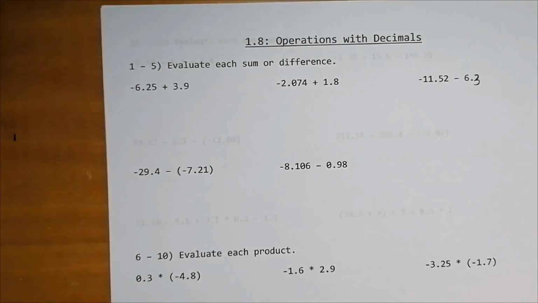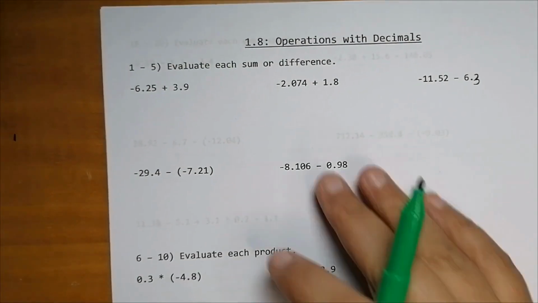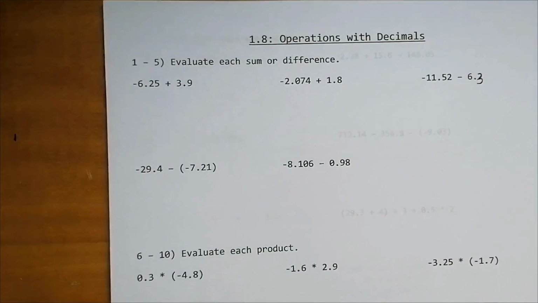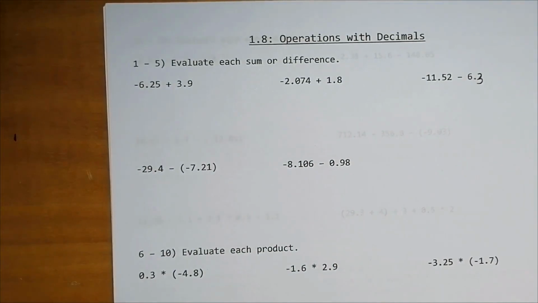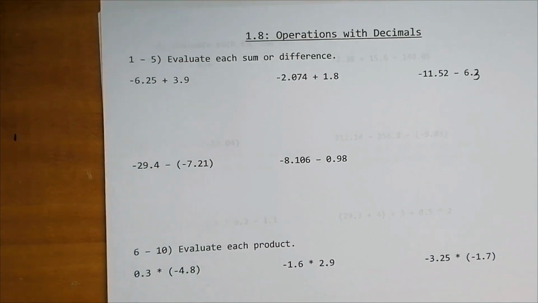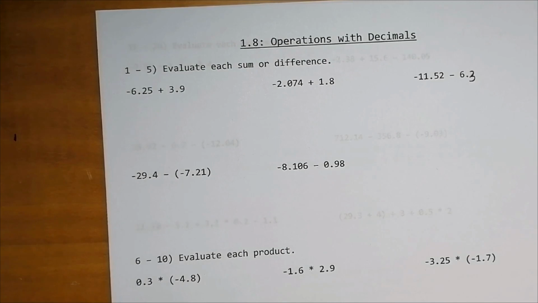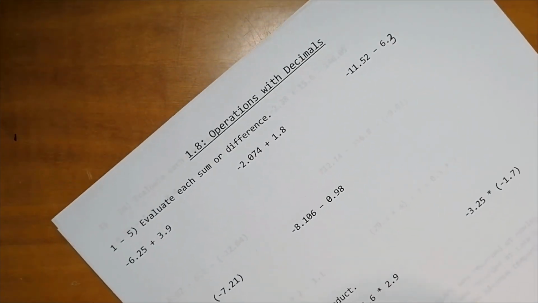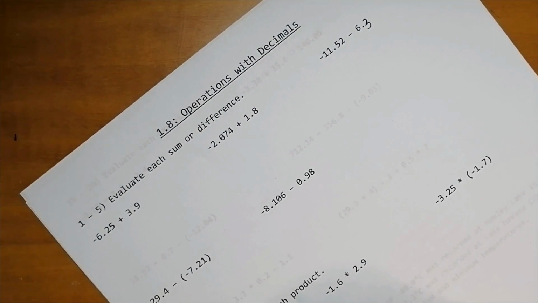Hello, and finally we are on 1.8 operations with decimals, the last subchapter of the first chapter, rational numbers, from Math in Focus Singapore Math Student Edition, Course 2A. So let's begin. It is the same thing, addition, subtraction, multiplication, division, with the decimals now. So are we ready? Let's go with the first one.